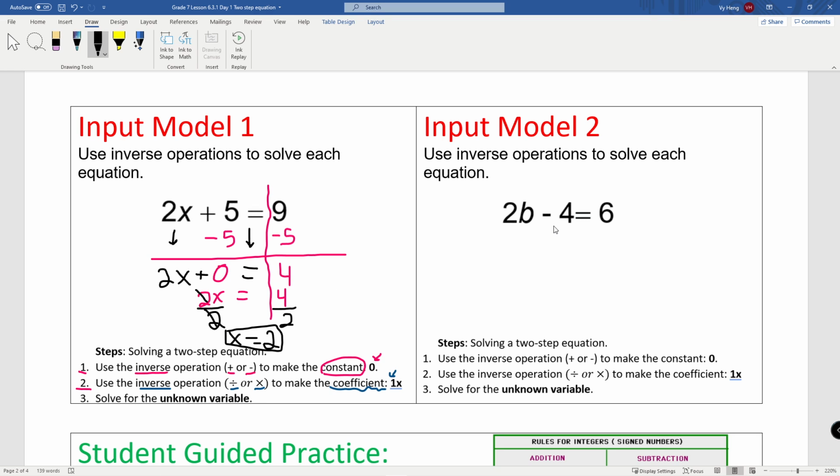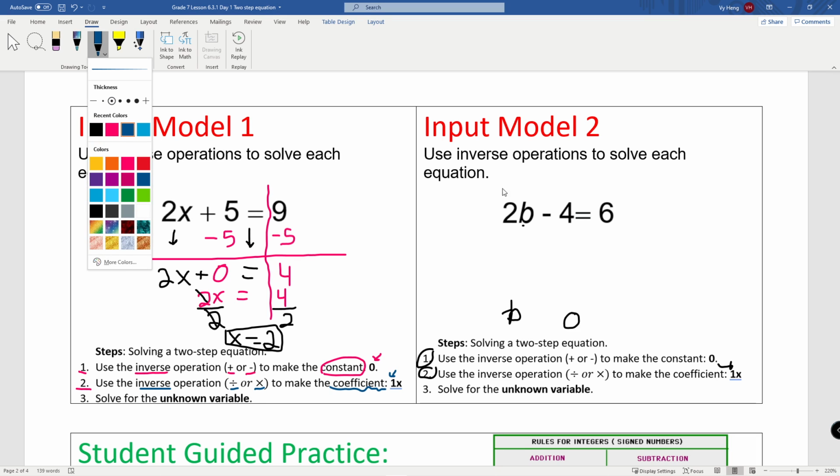Let's do this one right here. So if we do this, first of all, step 1 is to make the constant a 0. So let me go ahead and write a 0 down here. And then step 2 is to make what? The coefficient, right? A 1. So let me write a 1 right here. Or sorry, 1b, my bad, because it has a b right here. So a 1b right there.